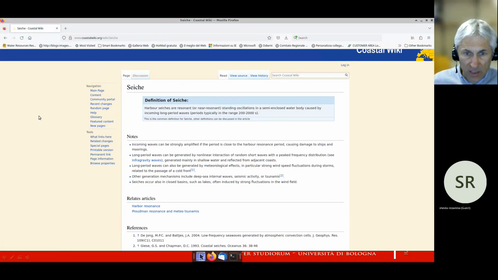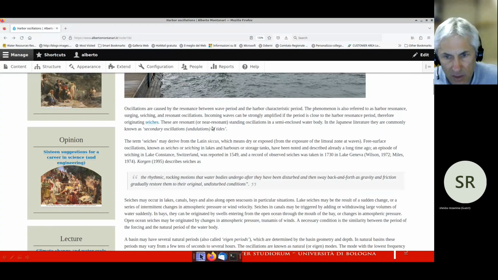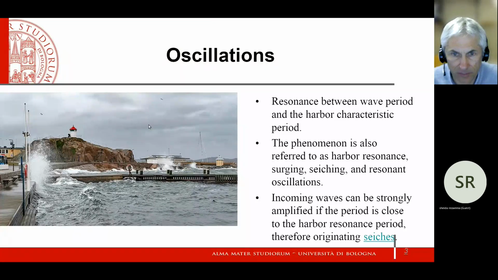Actually, there are no pictures here, but you see that there is the definition, and it makes reference to resonance, and there is also an explanation, notes, which explain what the generating mechanisms of this seiche are. And I will discuss the originating mechanisms in detail in the lecture. So there is no need for now to look at this web page in detail. Okay, so sorry, I go back to here we are.